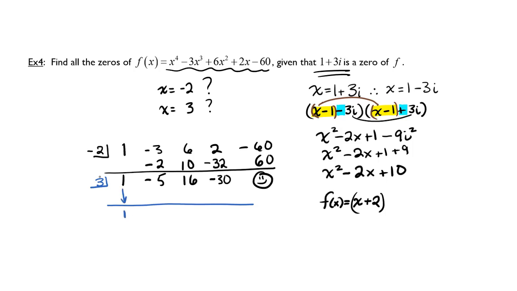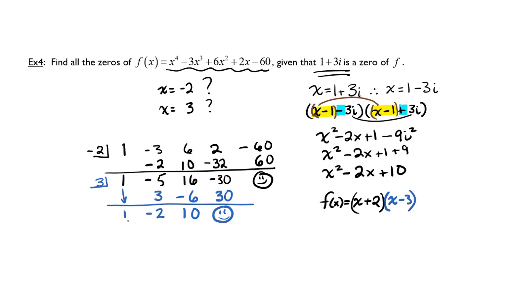Dropping 1 down, 3 times 1 is 3. Negative 5 plus 3 is negative 2. 3 times negative 2 is negative 6. 16 plus negative 6 is 10. 3 times 10 is 30. Negative 30 plus 30 is 0. So once again, I showed that 3 is a zero of the polynomial f of x, and so one of my factors is x minus 3.